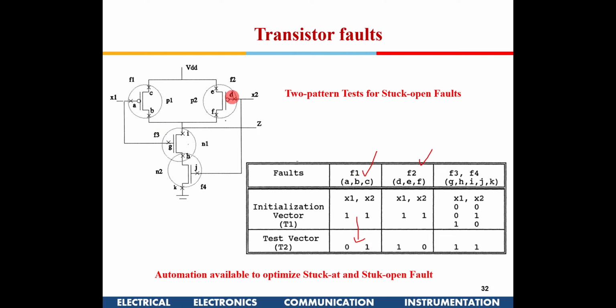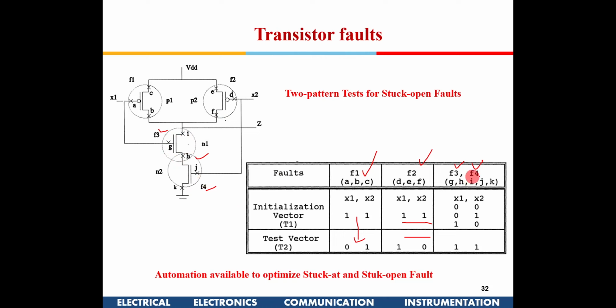Now F2, this stuck-open of this transistor, can be detected by this test vector followed by this test vector. Now F3 and F4: F3 is here and F4 is probably here. So where is F4? Can you see F4 somewhere? Near the ground terminal. Here. Yeah, this transistor, if it is stuck.